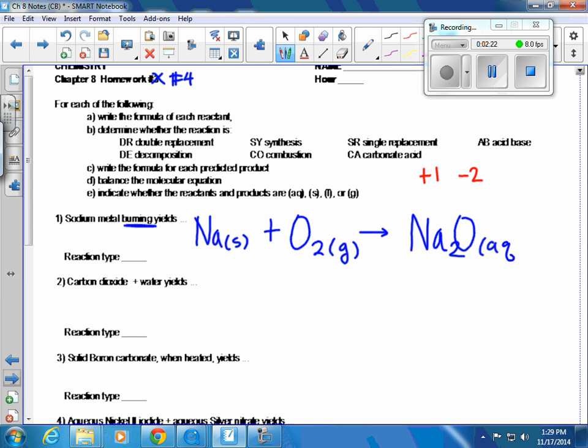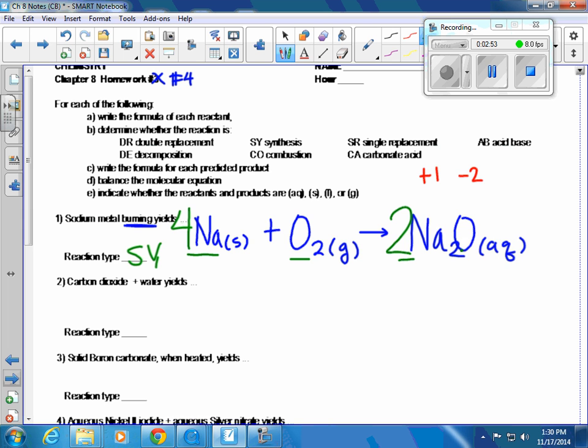Okay, so we have taken the left-hand side, we've predicted the right-hand side, and now I want to balance this. Well, I can see that I have 2 oxygen on the left and 1 on the right, so I'm going to put a 2 here. And now 2 times 2 is going to be 4 sodium. So I have 4 parts sodium to 1 part oxygen to 2 parts Na2O. And we already talked about that this is a synthesis reaction.